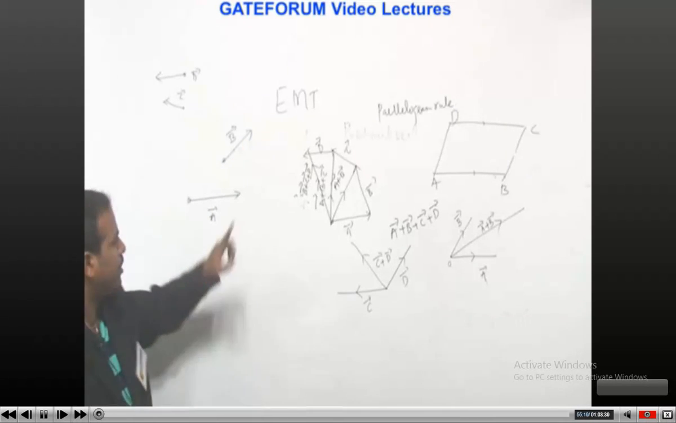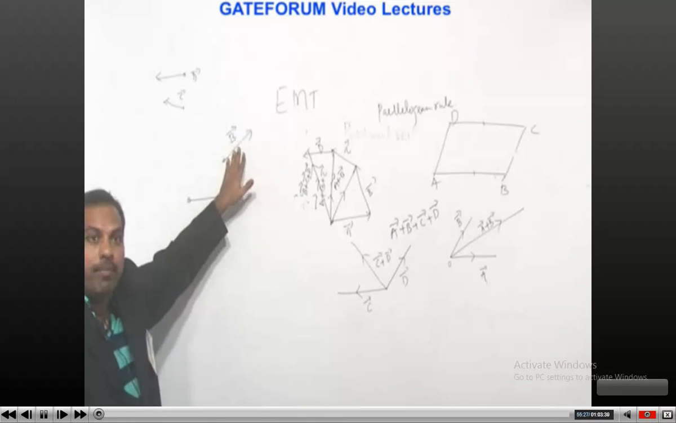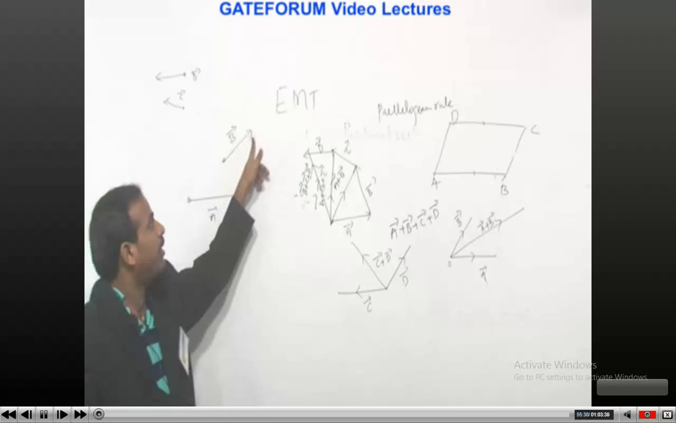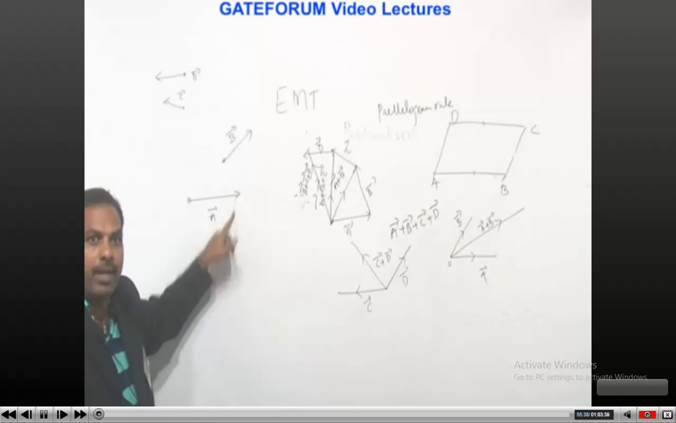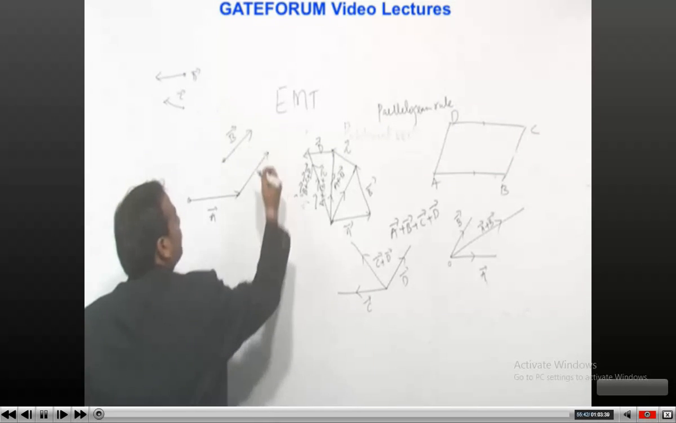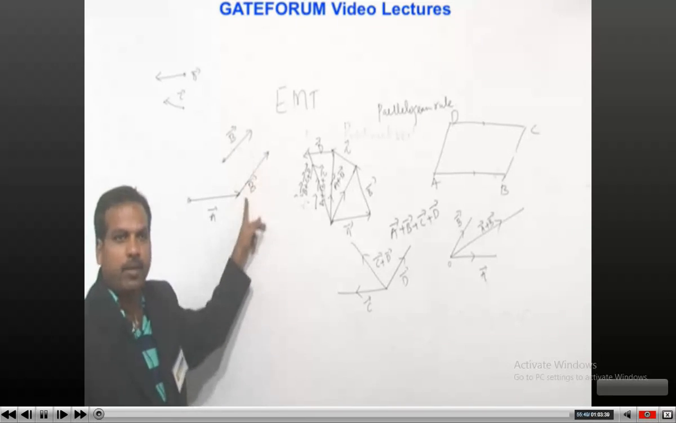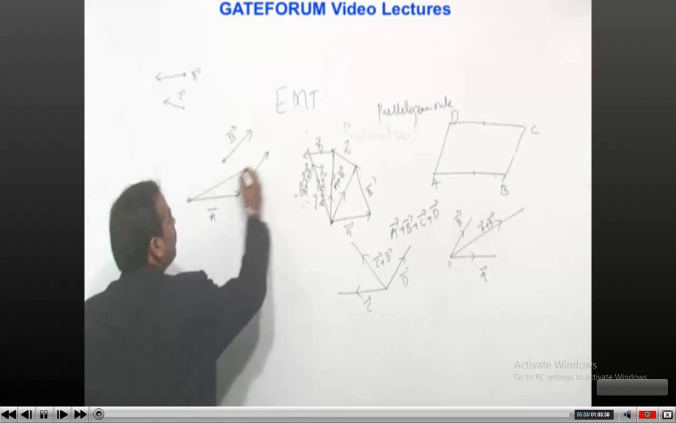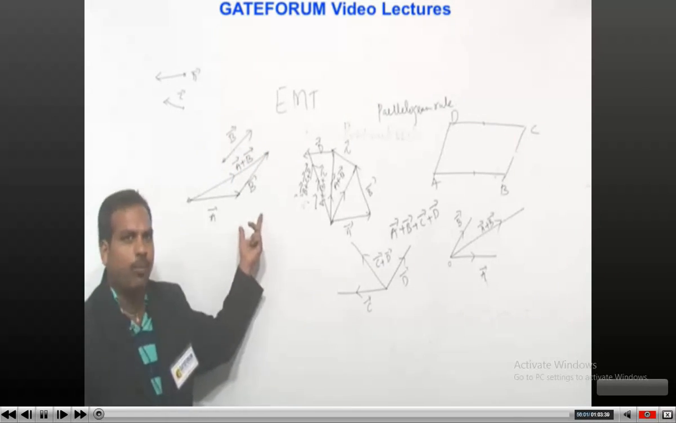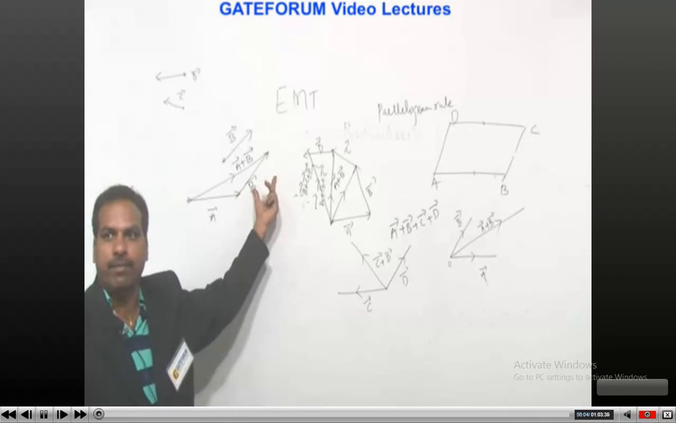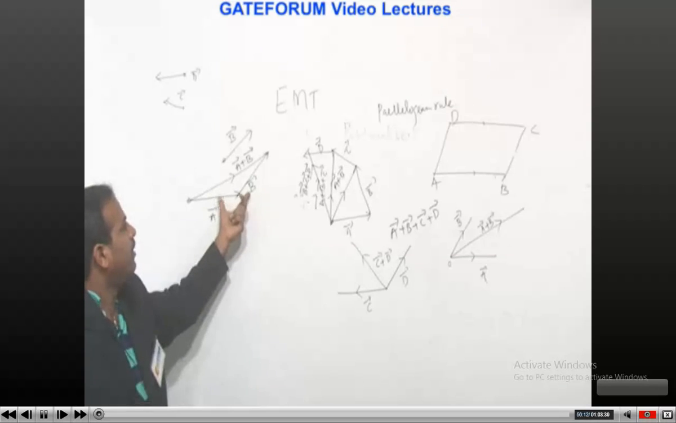Now, in order to perform addition of these two, take any one vector, let's say B bar, and move that vector parallel to itself. That means, however B bar is oriented, draw the same B bar at the other tip of A bar. Joining these two, what I get is the sum of the two vectors. That is exactly what moving a vector parallel to itself means, which is the addition of the two vectors.